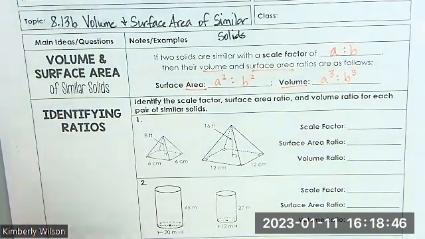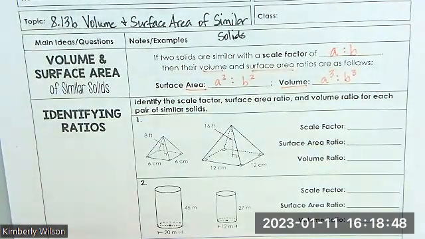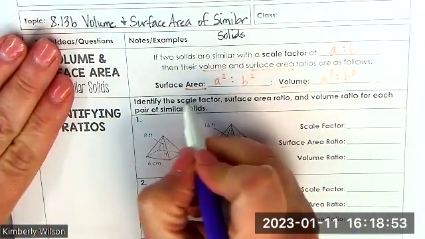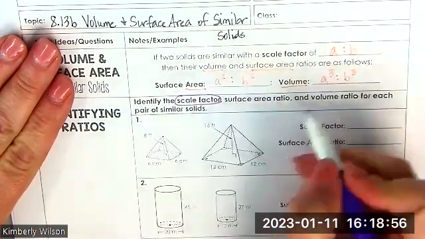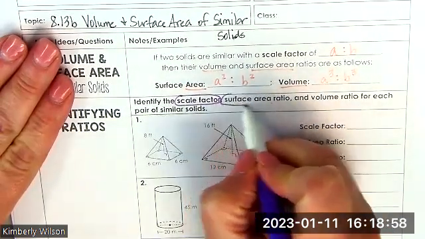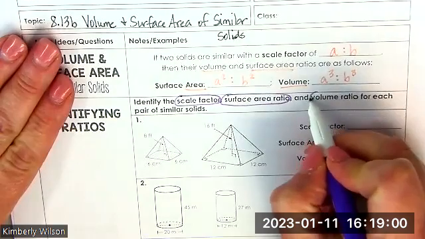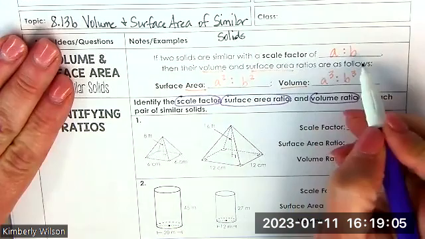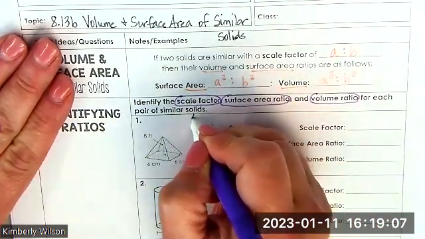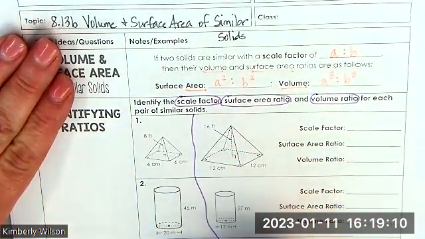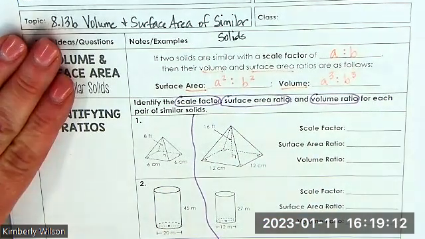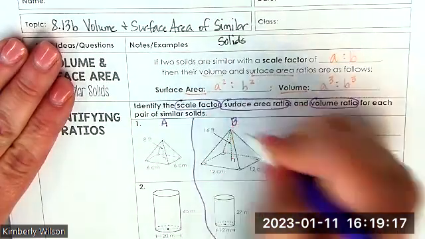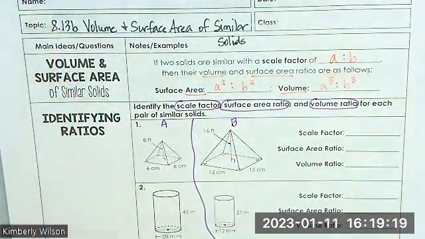Now let's work an example. We have to identify the scale factor, the surface area ratio, and the volume ratio for each. Remember, we set this up as the scale factor of A to B. I'm going to draw a little line down here so that we understand this is figure A. These are figure B when I'm working these problems.